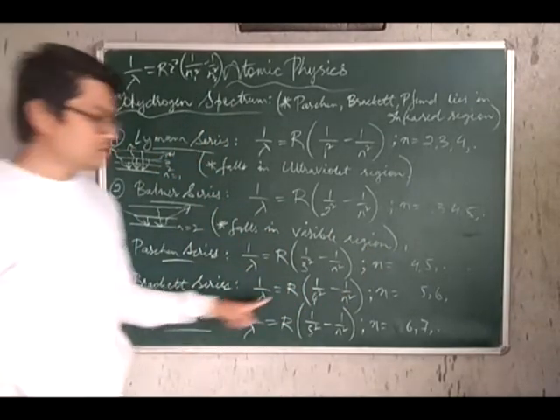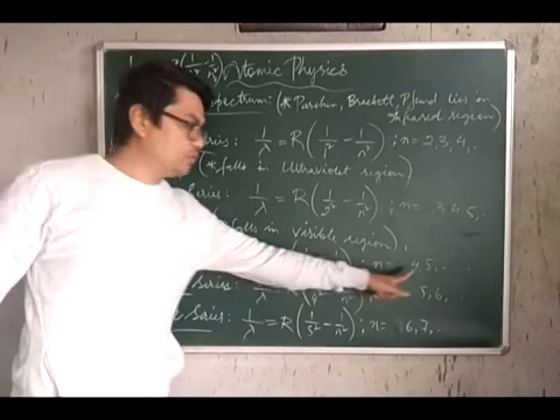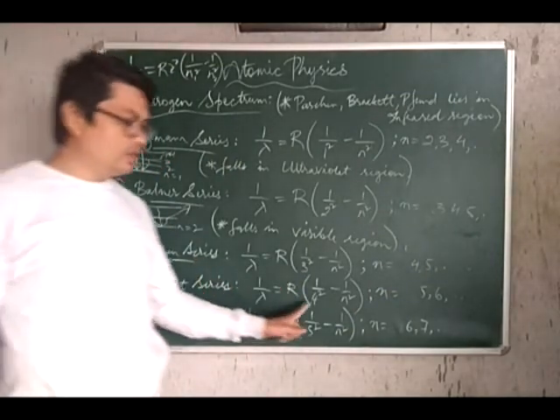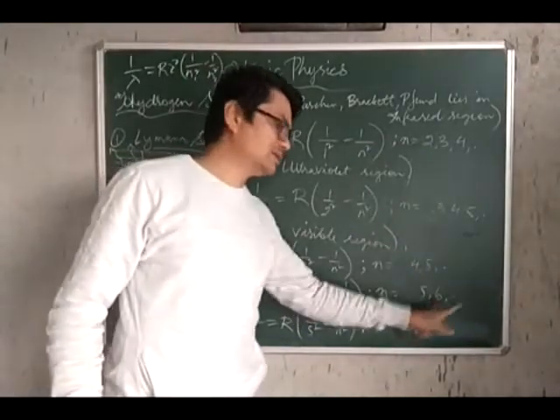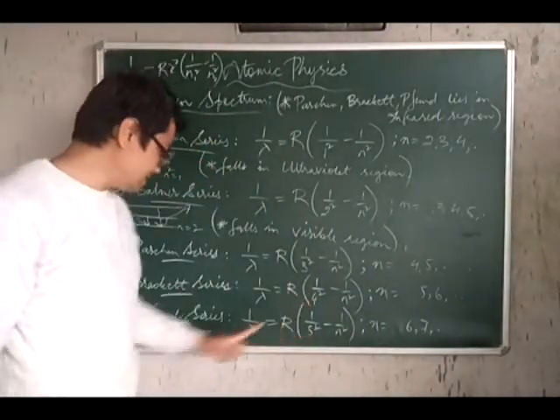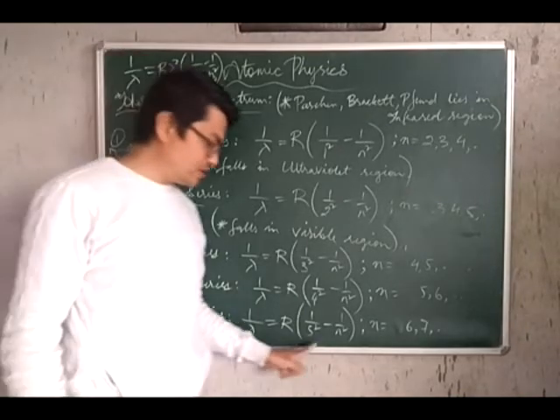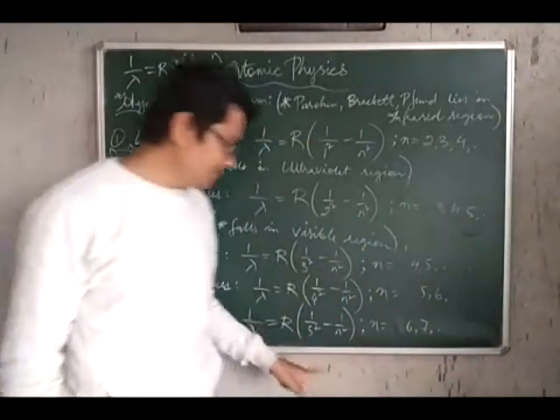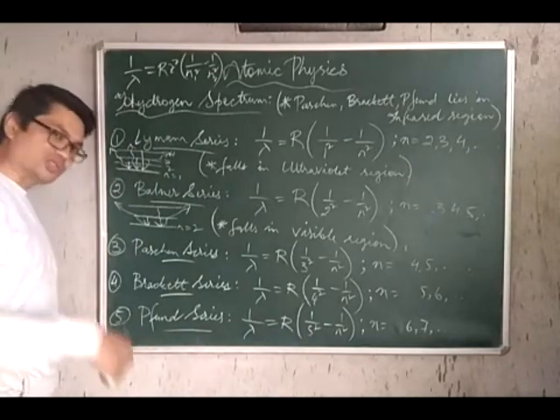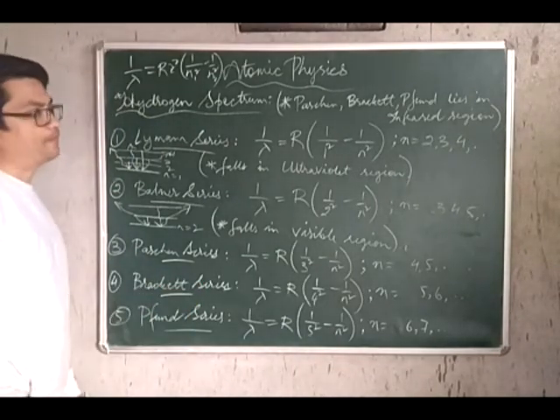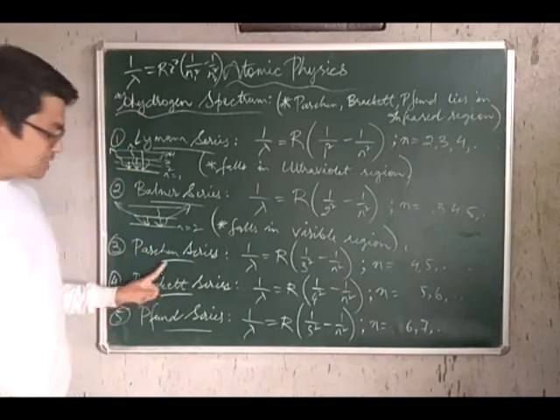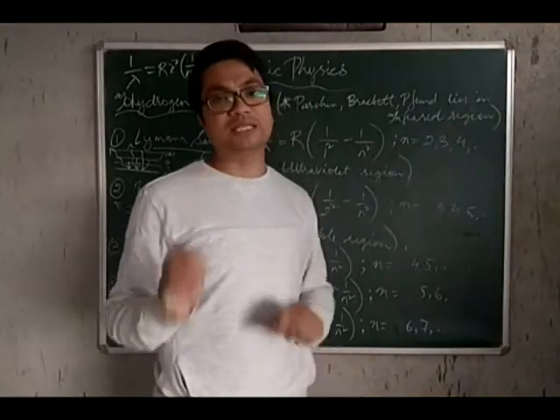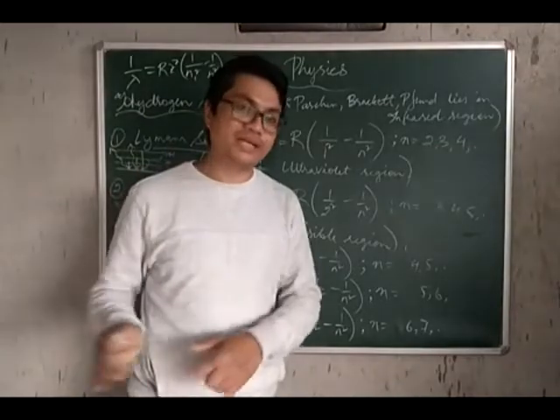Now, Paschen series: whenever an electron jumps from any higher energy state, 4th, 5th, 6th, 7th, 8th, to the 3rd energy state, that is your Paschen series. Whenever an electron jumps from any higher energy state, 5th, 6th, 7th, 8th, to the 4th energy state, that is your Brackett series. And likewise, whenever an electron jumps from any higher energy state, like 6th, 7th, 8th, 9th, 10th, to the 5th energy state, that is your Pfund series, or some people also prefer to call it the Fund series. Do remember, the Paschen, Brackett and Pfund series of lines fall in the infrared region. That is, we cannot see those line spectra.